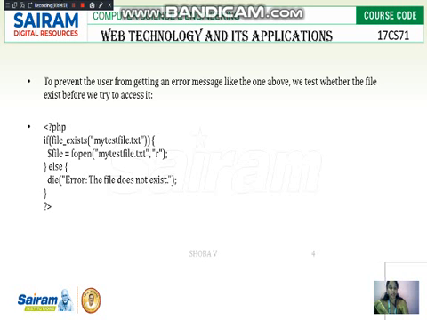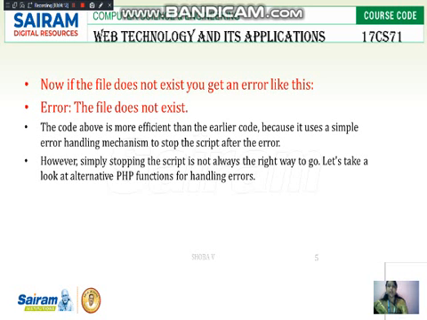This is error handling. Using the die method, you can see the error message that the file does not exist. Now, if the file does not exist, you get an error like this: the file does not exist. The code above is more efficient than the earlier one because it uses a simple handling mechanism to stop the script after the error. But we should not stop scripts like this in all cases. Simply stopping the script is not always the right way to go.